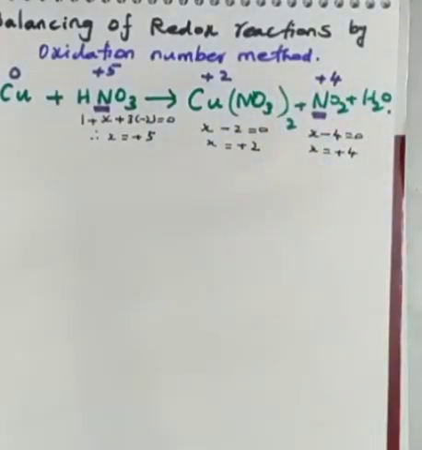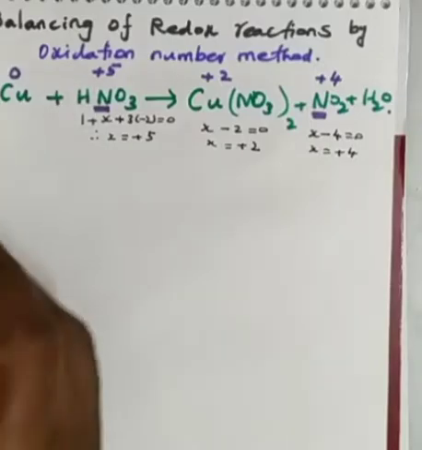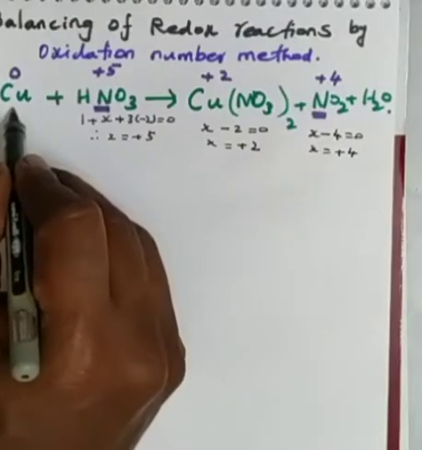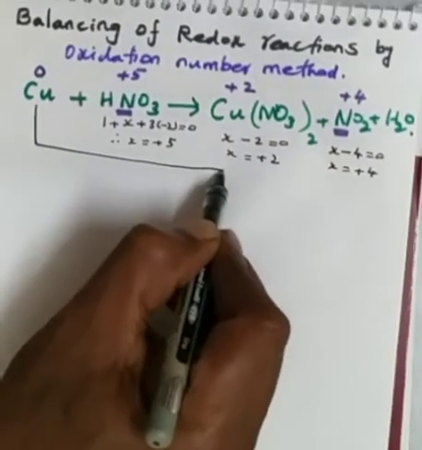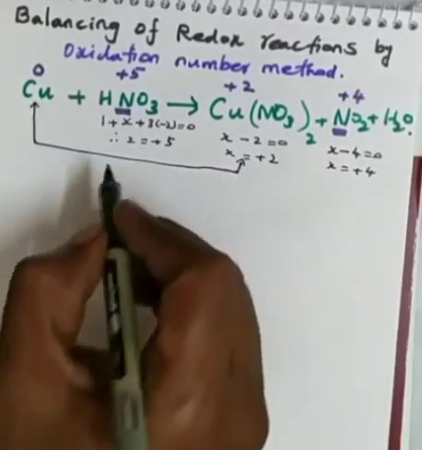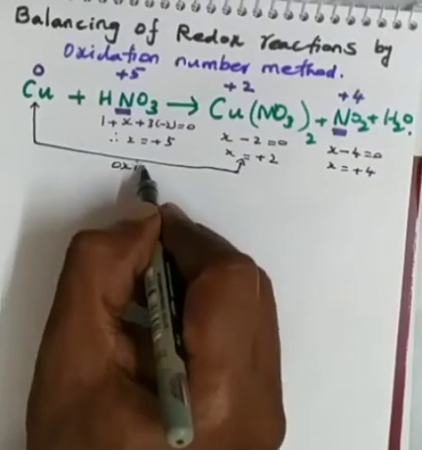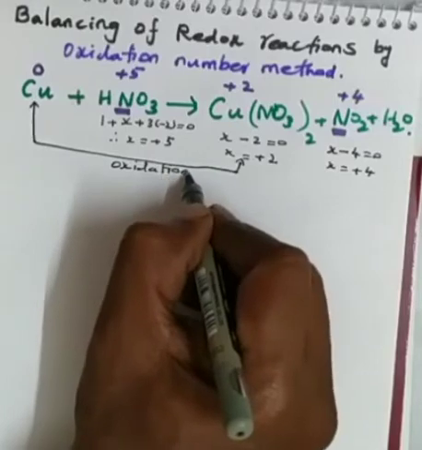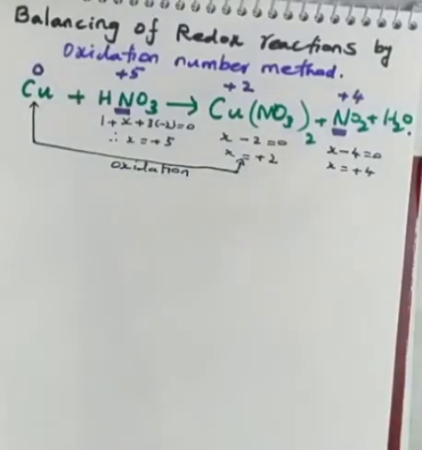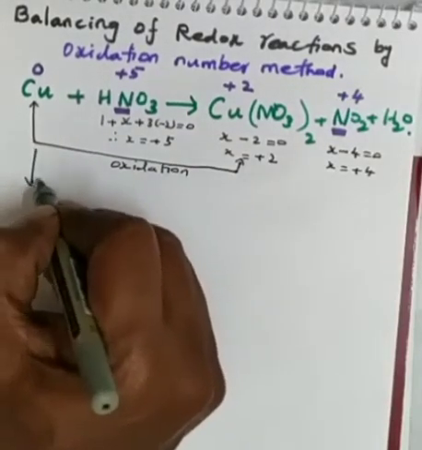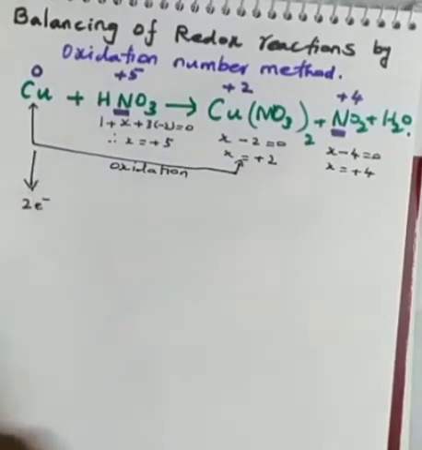Listen carefully, students. Now, the oxidation state of copper is 0, and it changed into plus 2. That means the oxidation number increases. Therefore, this copper is oxidized. This is identified as the oxidation reaction. Oxidation means loss of electrons. This copper is losing 2 electrons.